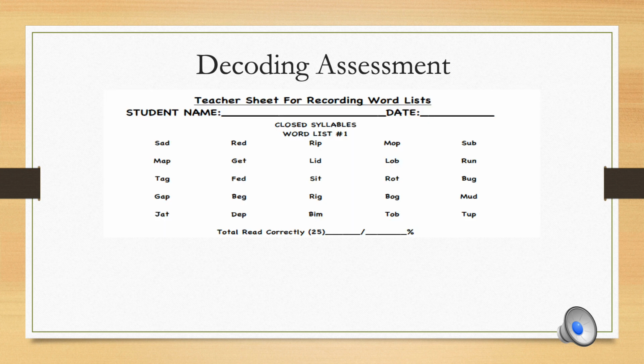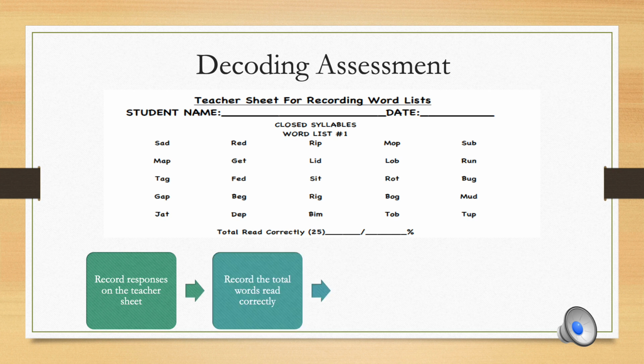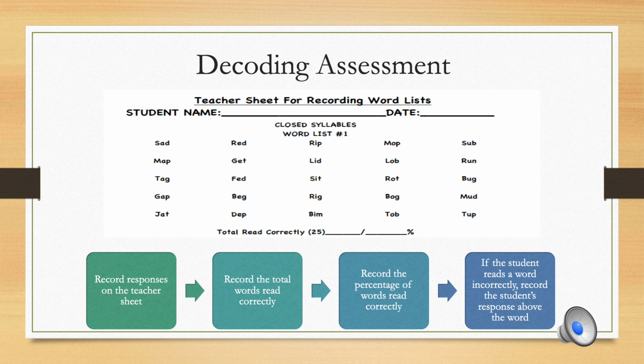You will record your student responses on the teacher's sheet for recording word lists. When assessment is complete, be sure to record total words read correctly as well as the percentage of words read correctly. On your recording sheet, if the student does not know a word, place a question mark above the word. If he attempts the word and reads it incorrectly, record the student's response above the word.